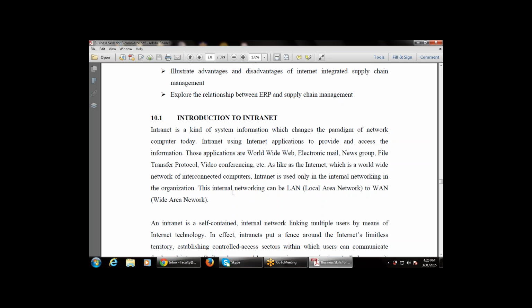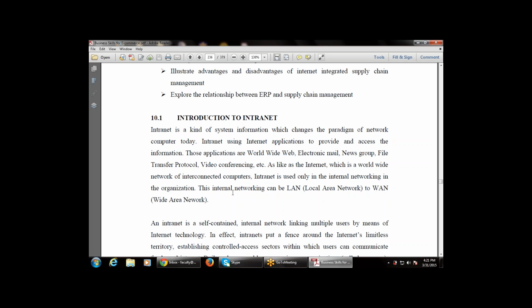Someone uses internet-based applications for the intranet to provide and access information. As I told you, whenever there is a local network within a building, that is known as the intranet. Those internet applications are the World Wide Web, email, newsgroups, and file transfer protocol. So these are the various internet applications that the intranet uses for processing and information access.